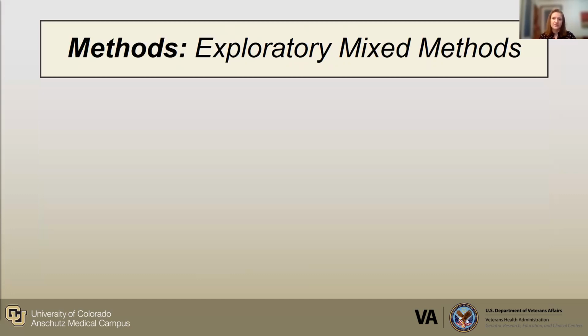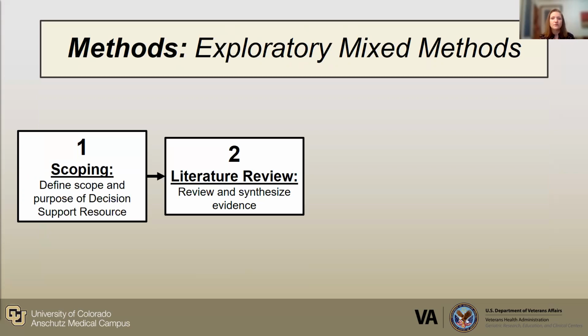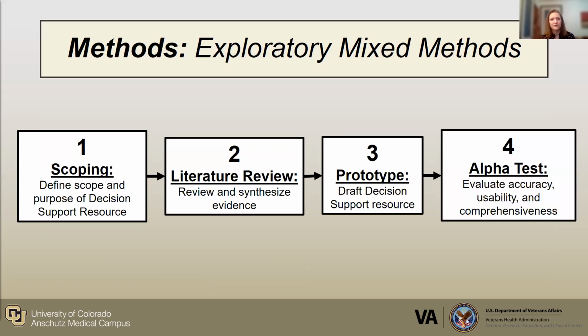There were 4 main steps to this exploratory mixed methods project. We started off with a qualitative project to define the scope and the purpose of the decision support resource. And once we had identified what was going to be in the resource, we did a literature review on the available evidence surrounding those key findings from that first step. Then we put it all together to draft a decision support prototype. And then we tested that prototype for accuracy, usability, and comprehensiveness with a separate group of prosthetists and prosthesis users.